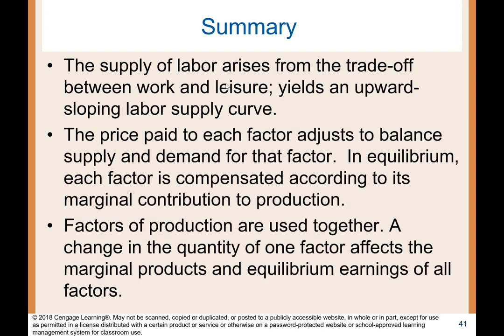The supply of labor arises from the trade-off between work and leisure, and yields an upward sloping labor supply curve. The price paid to each factor adjusts to balance supply and demand for that factor. In equilibrium, each factor is compensated according to its marginal contribution to production. Factors of production are used together. A change in the quantity of one factor affects the marginal product and equilibrium earnings of all factors.